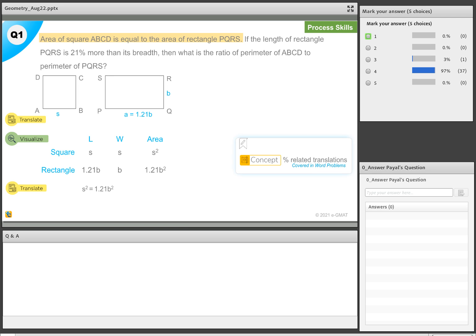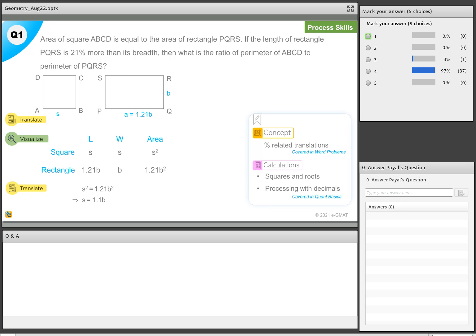So what's the area of the square? It's equal to length times width, which is equal to S square. What's the area of the rectangle? It's equal to length times width, which is equal to 1.21 B times B, which is 1.21 B square. So according to the question, we're just translating that English language into a mathematical equation, and we can write that S square is equal to 1.21 B square. Now, if we take the square root of both sides of this equation, we get that the value of S is equal to 1.1 B. So from S square, I'm getting to the value of S over here.